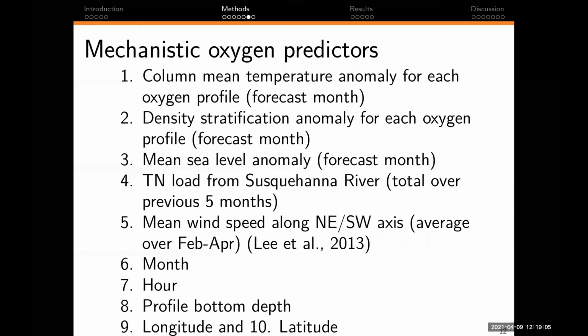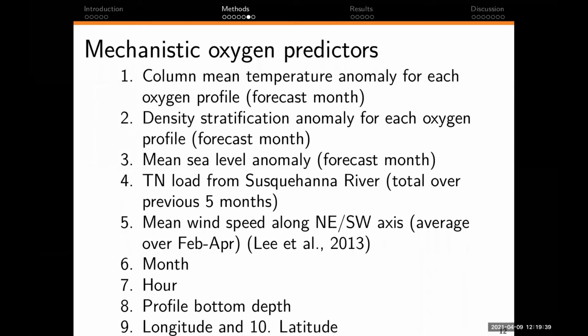Third, I looked at the mean sea level anomaly for a given station in the bay. That was averaged over the month. So it removes that tidal variability and just looks at the long-term sea level fluctuations. Fourth was total nitrogen loading from the Susquehanna River, totaled up over the previous 5 months. So if we're trying to predict a June dissolved oxygen, we would be looking at the January to May nitrogen loading, which is consistent with what some of those previous modeling studies have used.